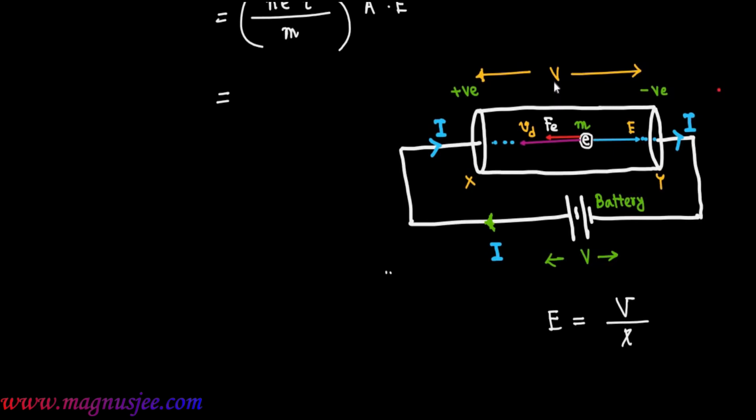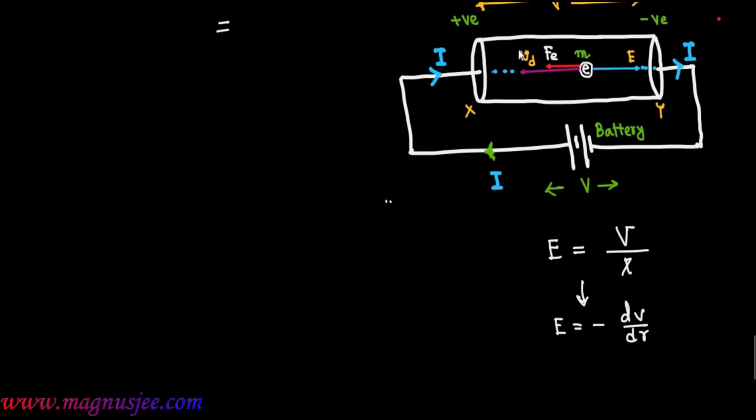Electric field intensity E is numerically equal to V by L, potential difference divided by length of the conductor. Now, electric field intensity is negatively equal to potential gradient. That is, electric field intensity E equals minus dV by dr, where dV is the potential difference between the two ends x and y of the conductor and dr is the distance between the two ends.